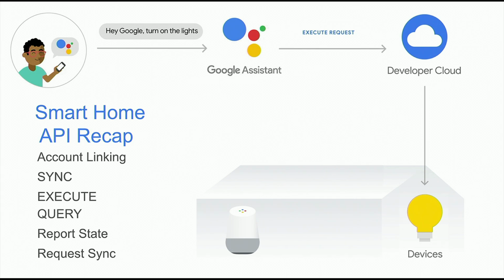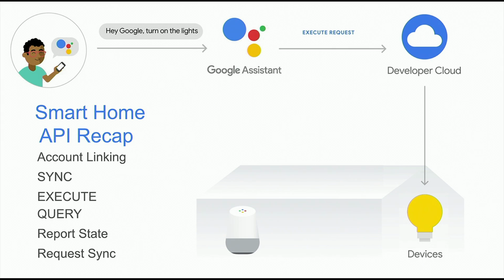Query is when Google asks what the state of your device is, and you respond with saying the light's on or the temperature set to 65 degrees. And execute is basically Google asking you to take some action on the device: turn the lights on, set the temperature, turn on the fan, something like that.